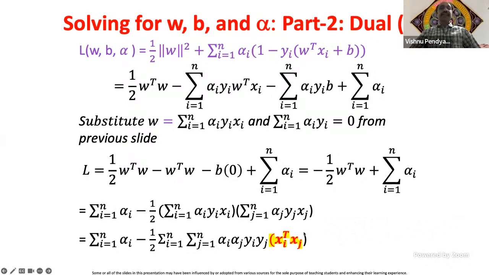variables here. Again, we see that the x's are appearing in pairs. So that means it's a dot product. Nowhere in our derivations, whether in primal or dual, are we encountering feature vectors individually. They're all appearing in dot products. So that is a cool thing.